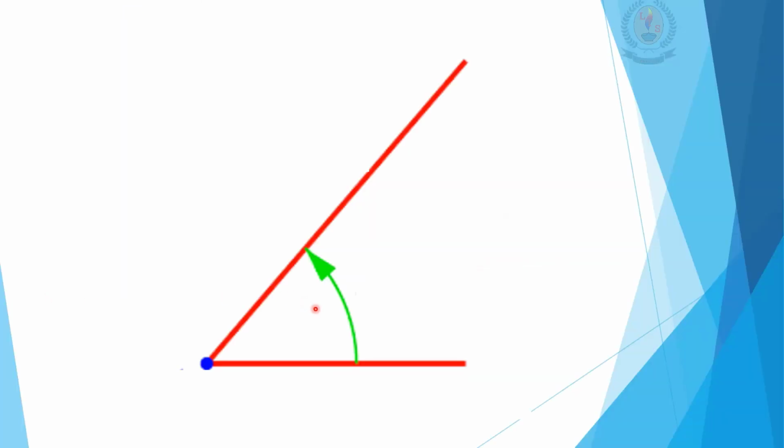As we discuss, the green color space created by these two red color straight lines is called an angle. So here these two red color straight lines are called the arms of the angle. And this is the place where these two straight lines meet together. It is called the vertex of the angle. These are the main parts of an angle: arms and the vertex.